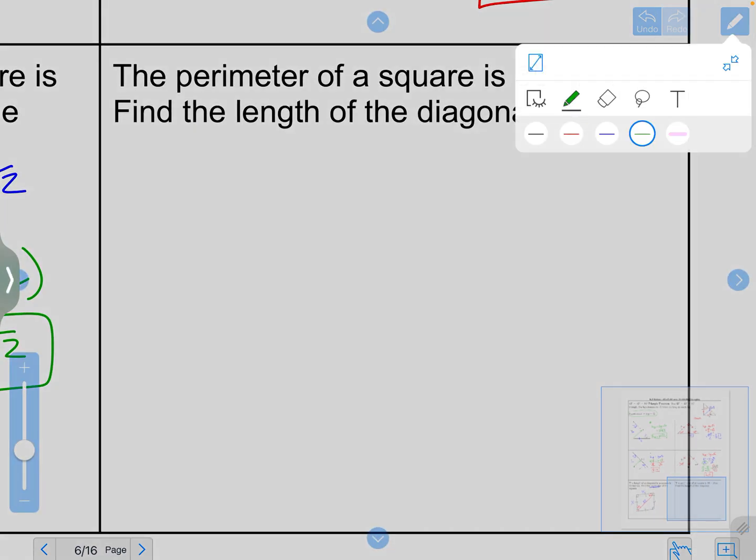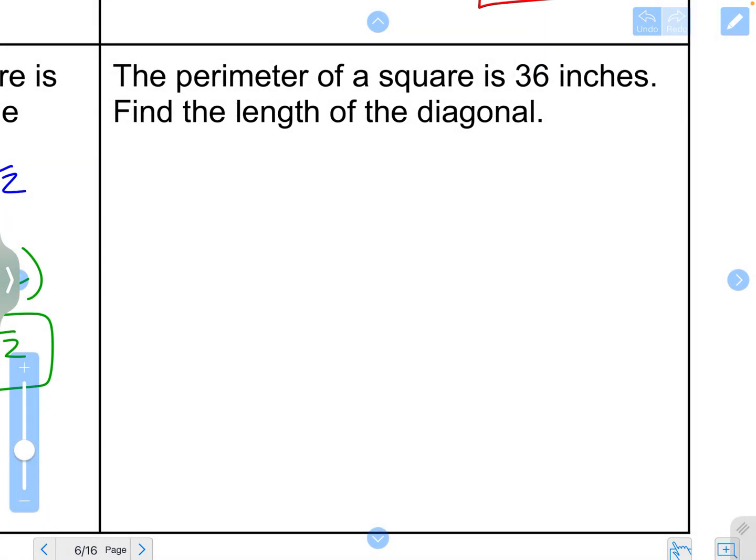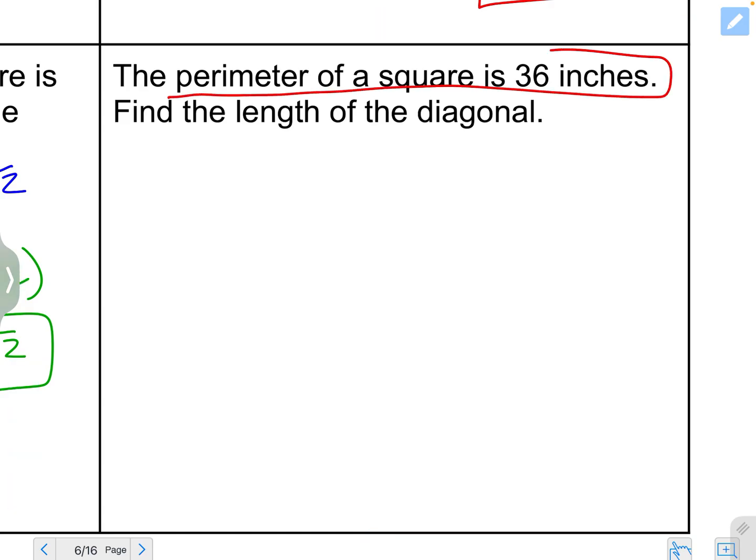All right, so now you're going to work the opposite way. So they're going to give you the perimeter. So you're going to have to find the length of one side, and then you need to find the diagonal. So go ahead and pause the video and do this on your own. So what you should have gotten is that the hypotenuse, or the diagonal, was 6 square root of 2.